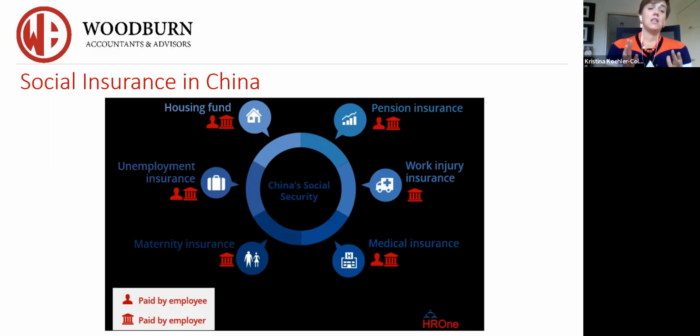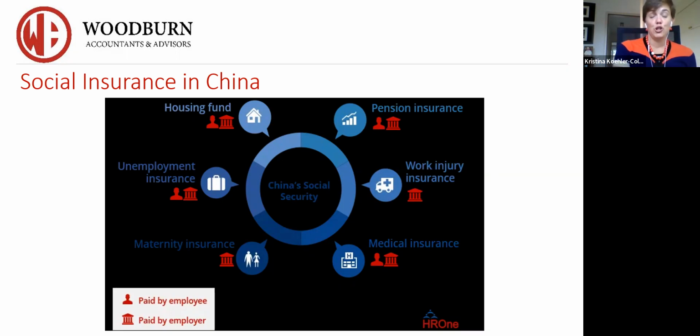Now, the contribution rates really come down to the standard of living in that city. So ultimately, to simplify, you've got to take it in your mind: Shanghai has the highest standard of living in China. It will have the highest social insurance contribution rates compared to any other city in China.